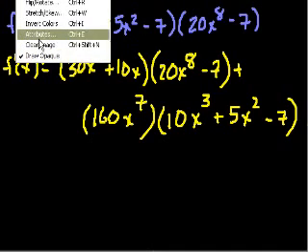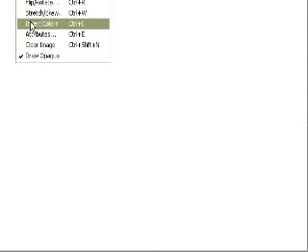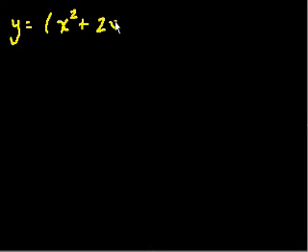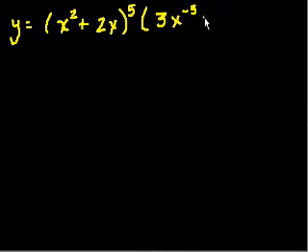Make sure I have some space. And here I'm going to use a slightly different notation. Instead of saying f of x and then what's f prime of x, I'm going to say y is equal to (x squared plus 2x) to the 5th times (3x to the minus 3 plus x squared) to the minus 7.